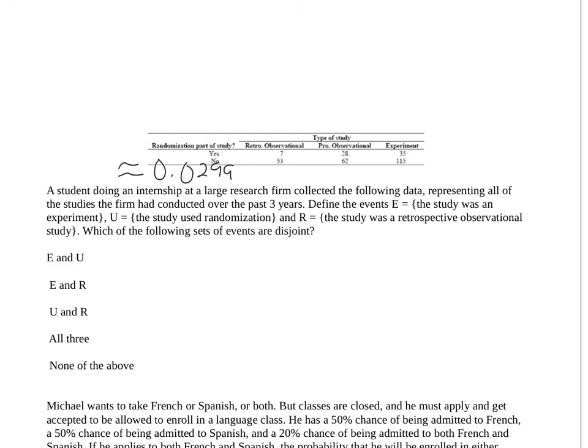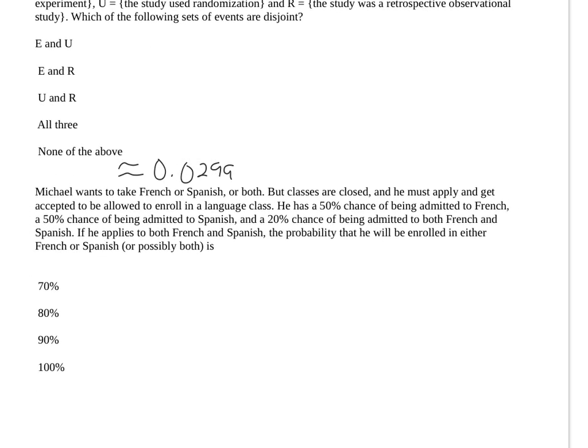Alright, moving on. Michael wants to take French or Spanish or both, but classes are closed, and he must apply and get accepted to be allowed to enroll in a language class. He has a 50% chance of being admitted to French, a 50% chance of being admitted to Spanish, and a 20% chance of being admitted to both French and Spanish. If he applies to both French and Spanish, the probability that he will be enrolled in either French or Spanish, or possibly both, is what?